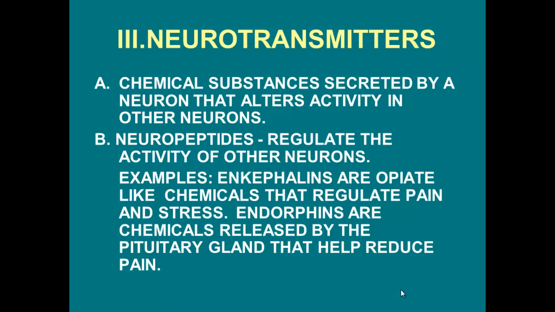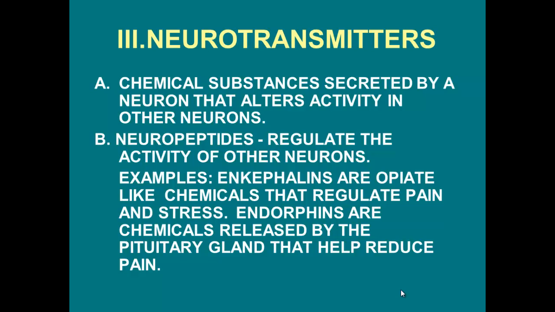All right, that's it. I'll take my time explaining this one. That's a lot to write down, all right? Neurotransmitters transmit information in between the neurons. These are chemical substances secreted by a neuron that alter activity in other neurons: slow it down, speed it up, distort it.